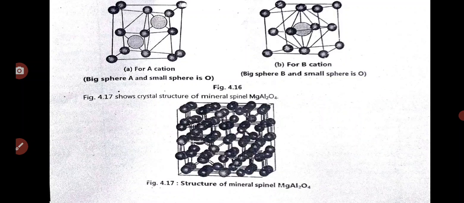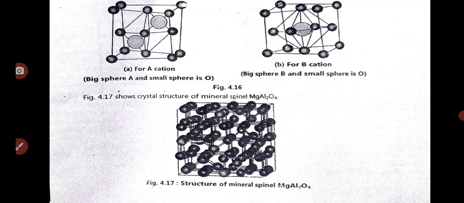First, in this material we have two types of cation, and the third one is the oxide. For the A cation, here is a big sphere for A and a small sphere for O, so that is the cation and oxide pair. For the B cation, here is a big sphere for B at the center, surrounded by oxide. The next figure shows the structure of the mineral spinel MgAl2O4. So that is the compound of cations A and B and oxides. This is the structure of the ferrites, and we want to continue here.